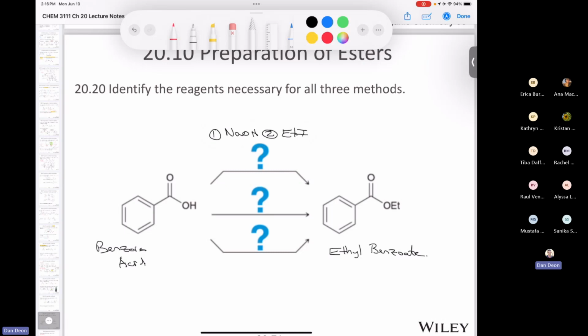Then we learned the Fischer esterification. So in that case, we would need ethanol as our alcohol. We'd need a catalytic amount of acid, and then we'll put negative H2O. So that's the Fischer esterification. And the other one that we learned was to proceed through an acid chloride. So that would be a 2-step process. The first step would be to make the acid chloride and then to treat it with, in this case, ethanol and pyridine to neutralize the HCl. So we got 3 different ways to make an ester from a carboxylic acid.